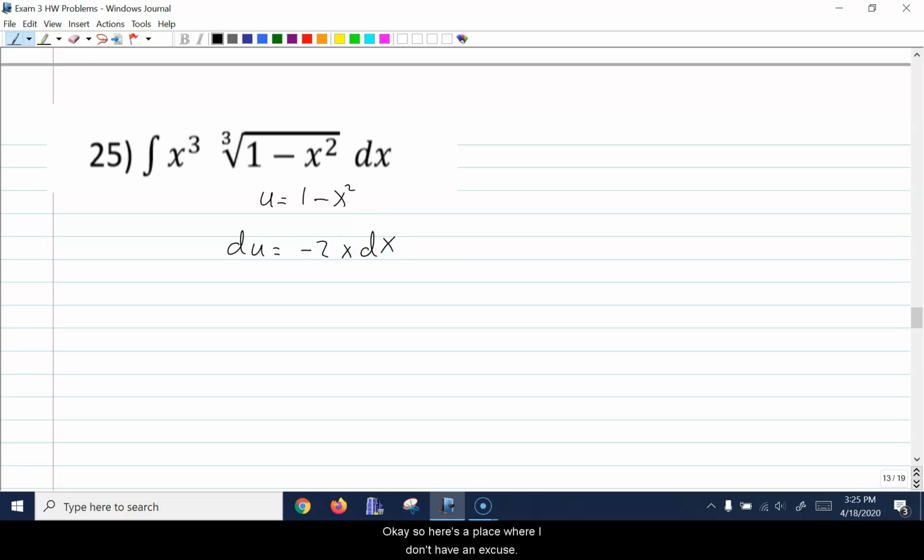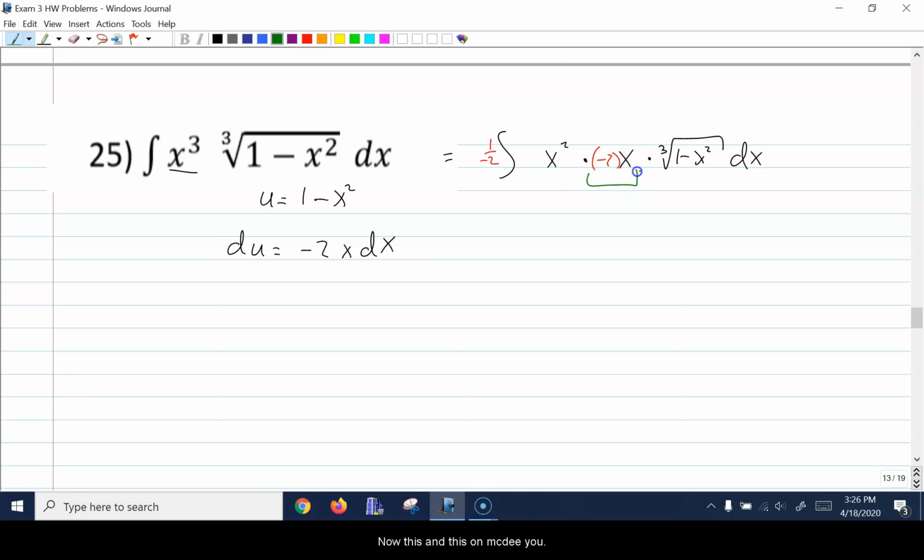Okay, so here's a place where I don't have an x, or I have an x cubed. It doesn't look just like an x. To make it look more like that, I'll rewrite x cubed as x squared times x times cube root of 1 minus x squared dx. Now I still wish I had a negative 2. I'll multiply by negative 2 here and multiply by negative 1/2 outside to cancel that. And now this and this all make du.